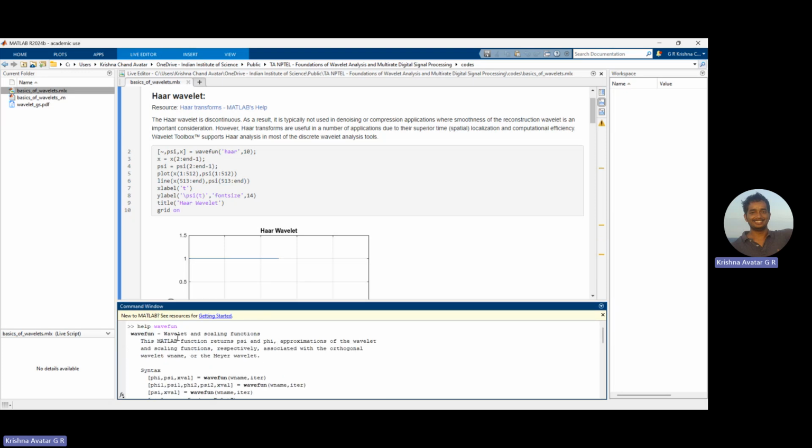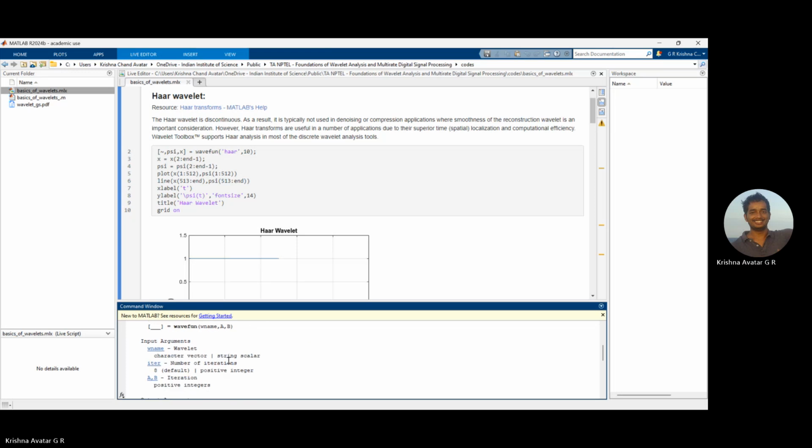So it says that it gives us wavelet and scaling functions, and this MATLAB function returns psi and phi, which are the approximations of wavelet and scaling functions. So psi are the wavelet functions and phi are the scaling functions, right? Both are wavelets, but we just use a different name, right? So scaling functions are the ones we used for, for example, Haar wavelets and all, and of course they are similar, associated with the orthogonal wavelet or the Meyer wavelet.